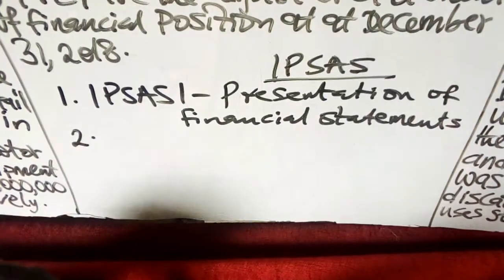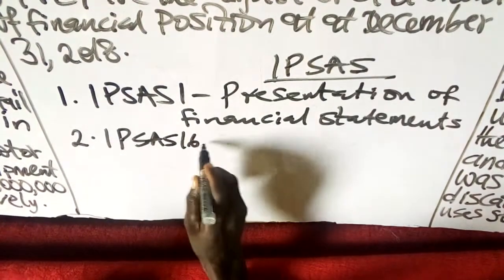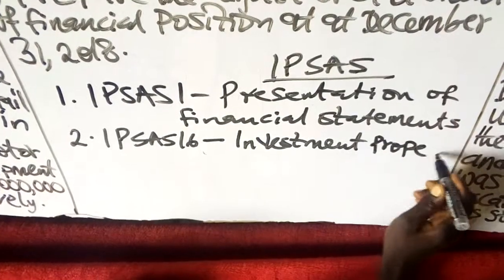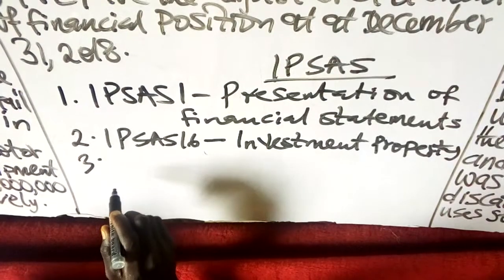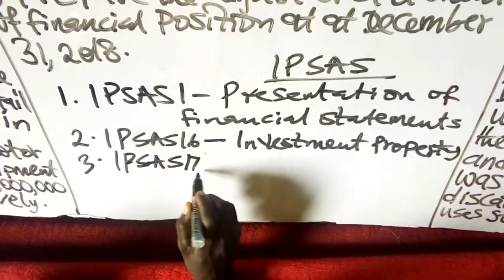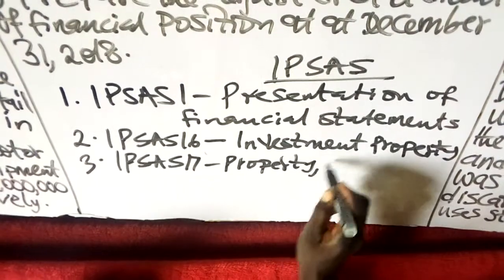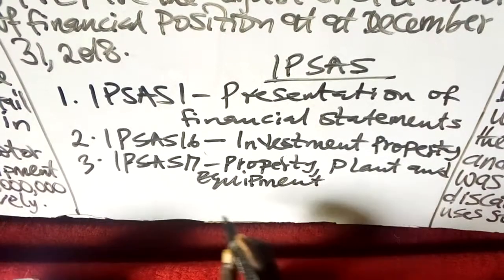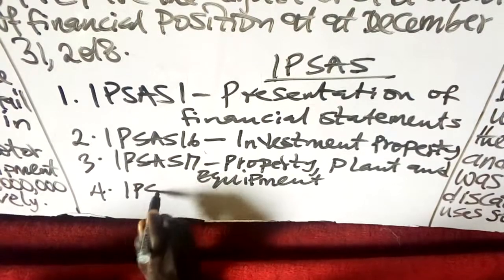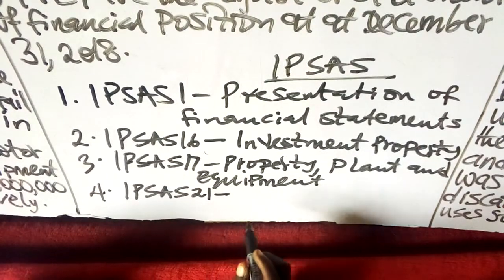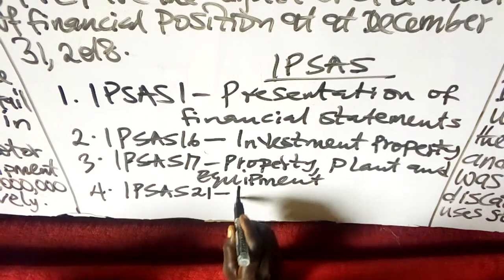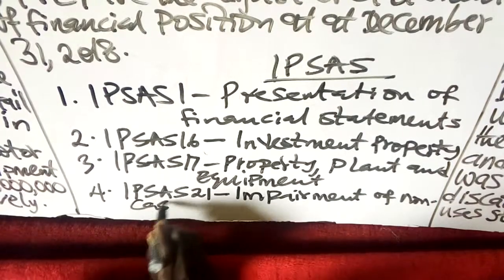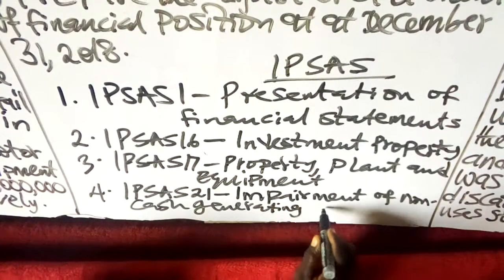Number two, we have IPSAS 16 on investment property. We also have three, IPSAS 17 on property, plant, and equipment. And finally, we have IPSAS 21 on impairment of non-cash generating assets.